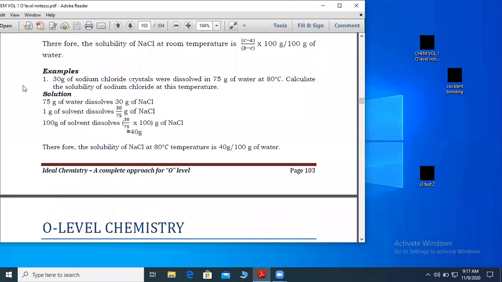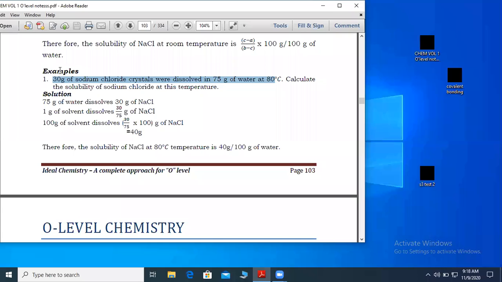Let us maybe try to look at this example. It will help us to remember how we used it to determine the solubility. For example, 30 grams of sodium chloride was dissolved in 75 grams of water. The most important thing is to know the mass of the solvent. And the solvent is water, so the mass of solvent is 75. And the solute now is sodium chloride, whose mass is 30.